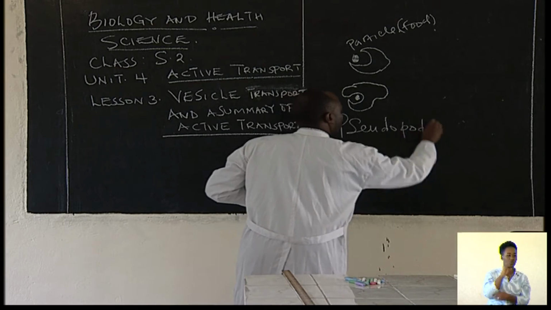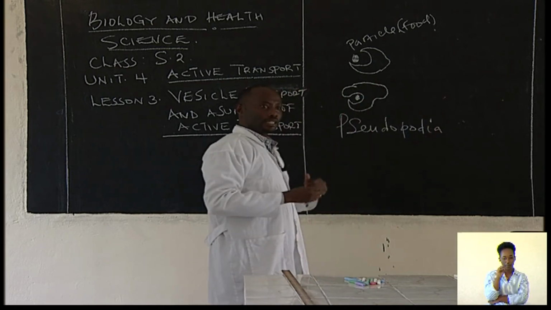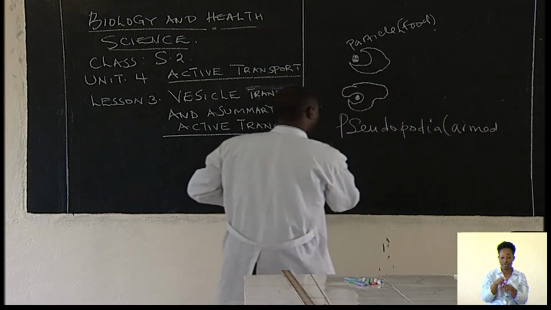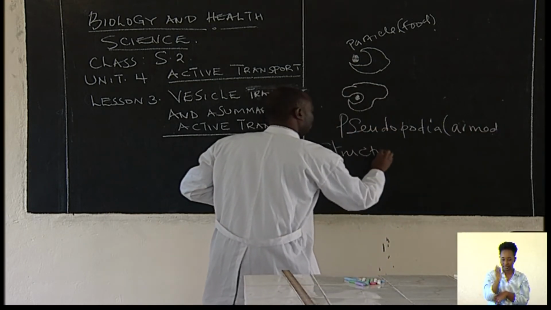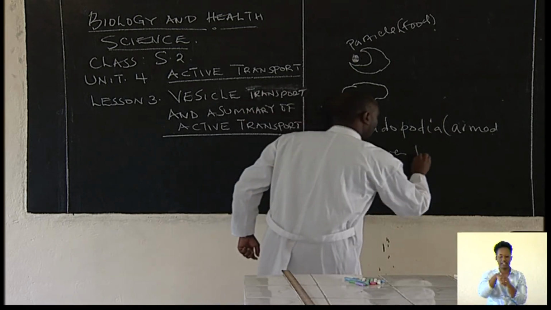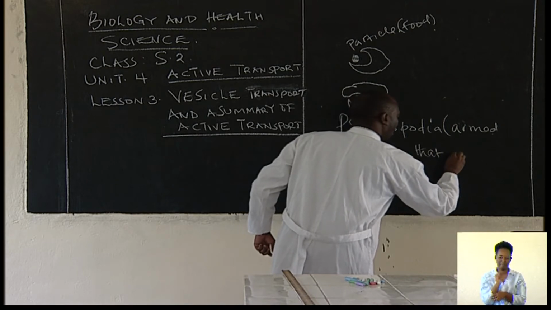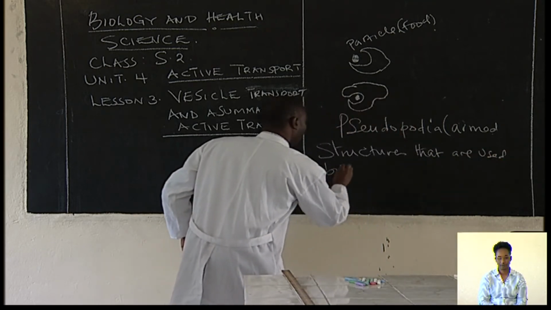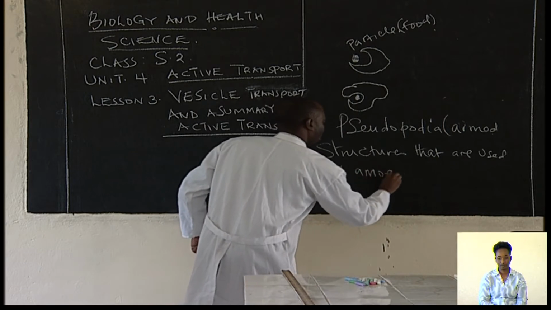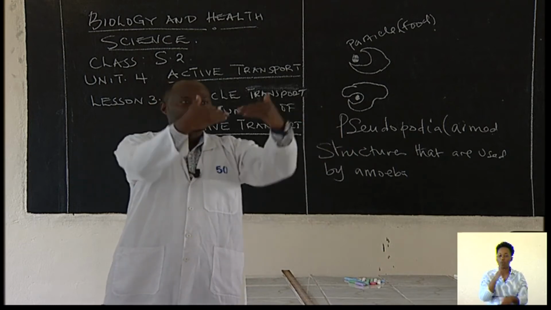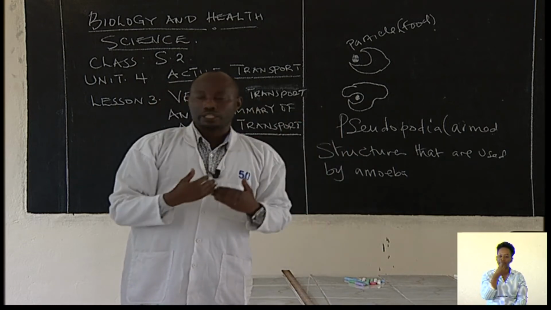Pseudopodia are armlike structures that are found in amoeba and used by amoeba to feed. How does amoeba feed? Engulfing and surrounding. That one is called phagocytosis.